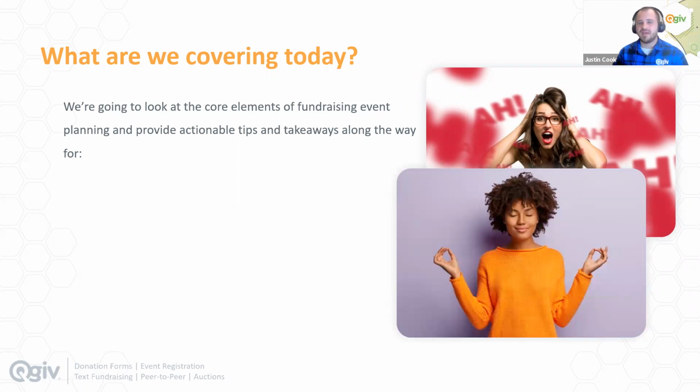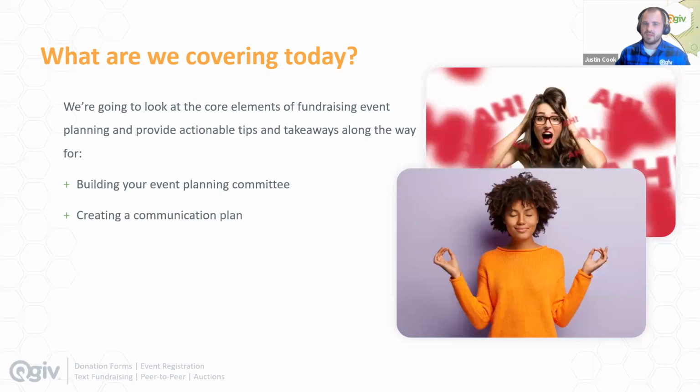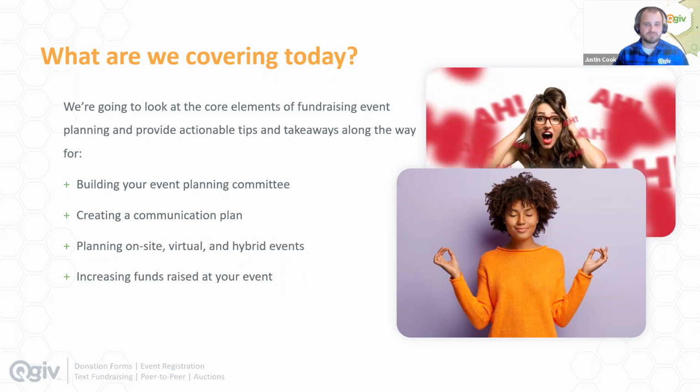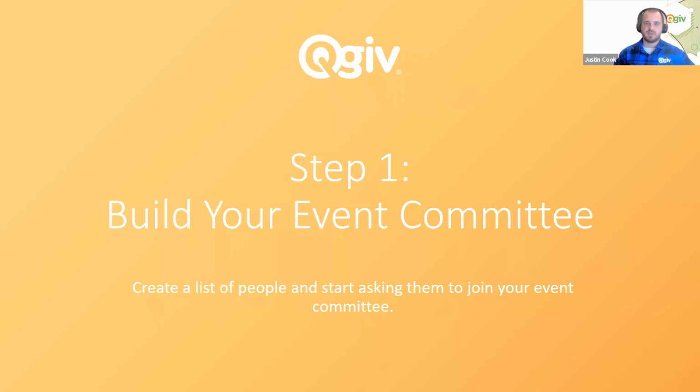We're going to do this by covering, first, how your organization can create an event planning committee and how you can provide them with enough resources to feel confident in their planning. 2, how to create a communication plan and when to start outreaching to your audience. 3, we're going to talk about tips for different styles of fundraising events, including on-site, virtual, and hybrid events. We'll take a look at how you can increase funds raised at your event. And we're also going to talk about how you can get the most out of your fundraising tools. So let's start with building your fundraising committee.